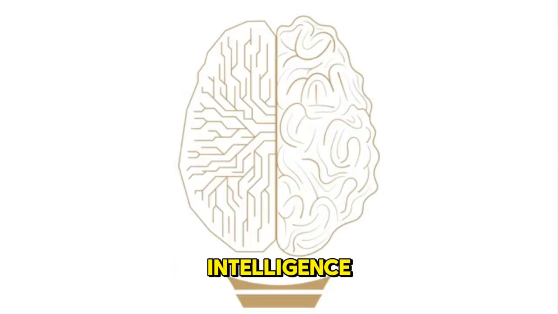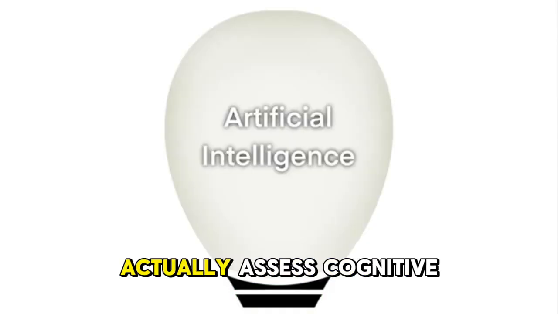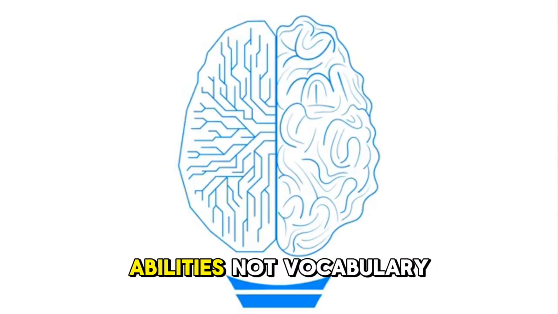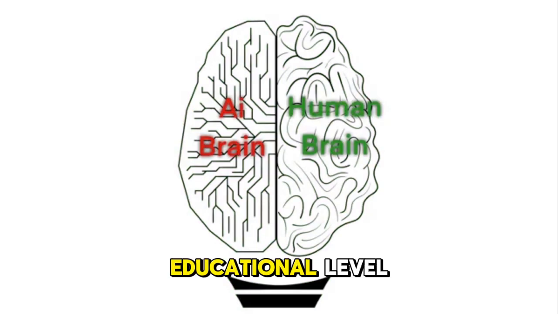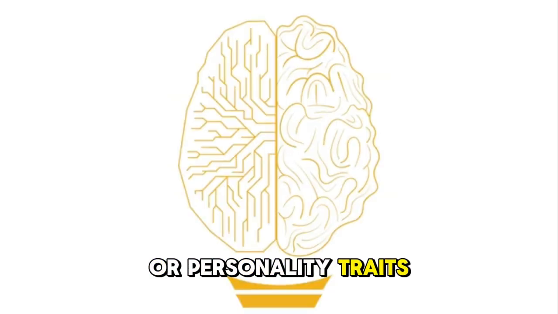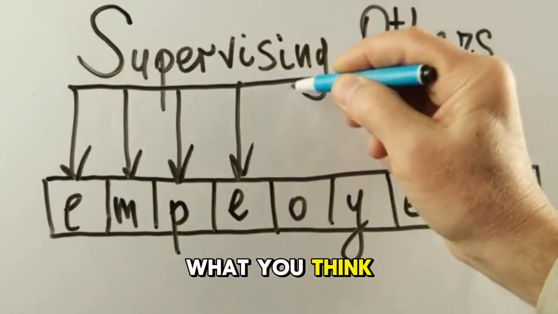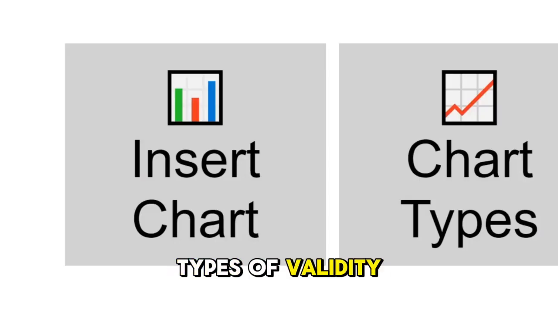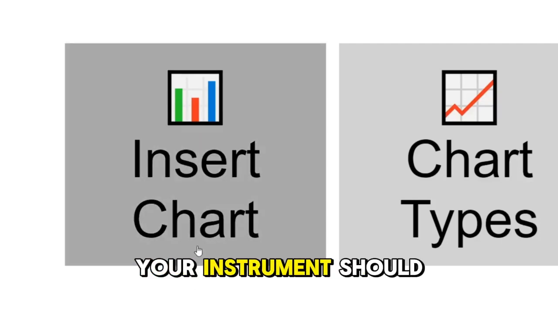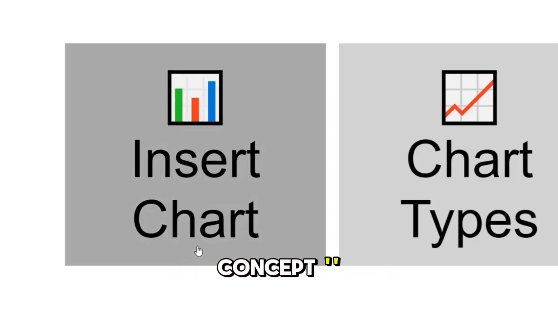If you're measuring intelligence, your tool must actually assess cognitive abilities, not vocabulary size, educational level, or personality traits. So validity answers the question: are you measuring what you think you're measuring? There are different types of validity: content, construct, criterion, but the basic idea remains the same. Your instrument should reflect the true essence of the concept.